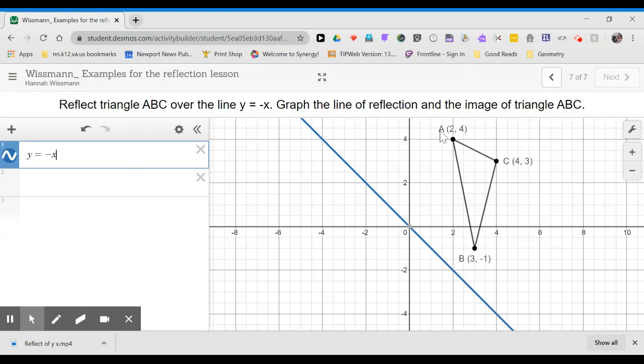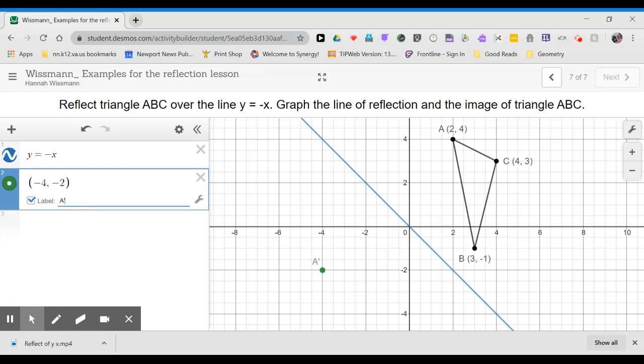So let's start with point A. A is at 2, 4. So the first step would be to switch 4 and 2, right? We've switched them, so 2, 4 becomes 4, 2. But then I also have to change the signs for both the x value and the y value. So the positive 4 becomes a negative 4, the positive 2 becomes a negative 2. Okay, and so if I look, these actually look pretty equidistant across that line of reflection. I'm going to label this A prime because I've taken my point A and reflected it.